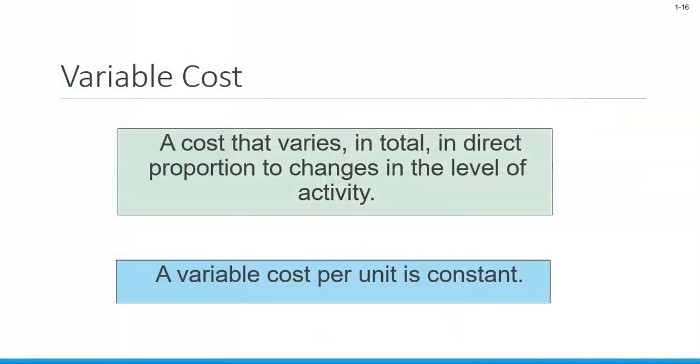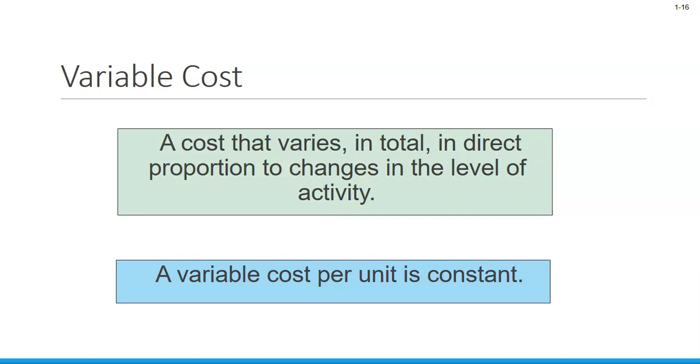A variable cost is a cost that changes in proportion to the changes in activity, and its cost per unit is constant. So let's think about a variable cost that is a direct material. Say we're manufacturing a car. We'll go back to a car, and we have a steering wheel. We only need one steering wheel per car.